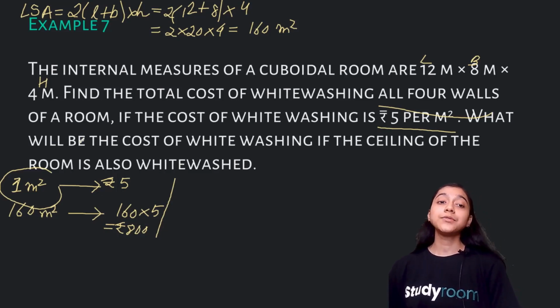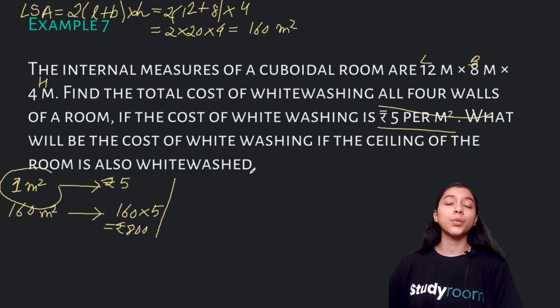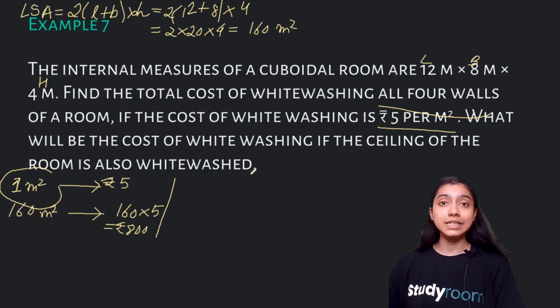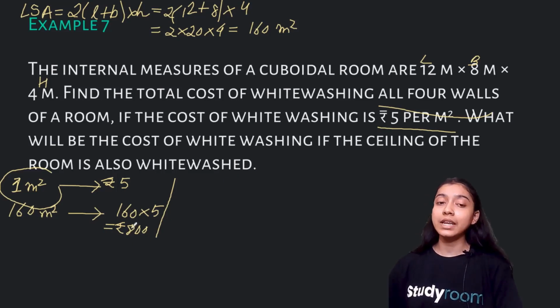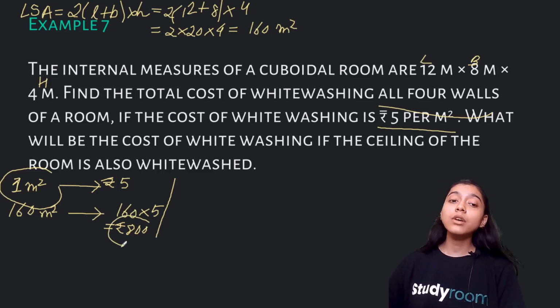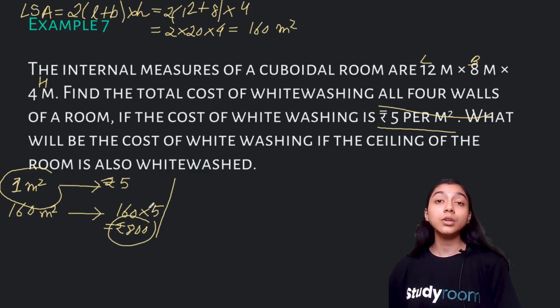Next up, we have the second part of the question, that is, what will be the cost of whitewashing if the ceiling of the room is also whitewashed? So what we have to do is to calculate the area of the ceiling as well, then calculate the cost of whitewashing the ceiling and add it up with the cost of whitewashing the 4 walls. So that will result in the total cost.